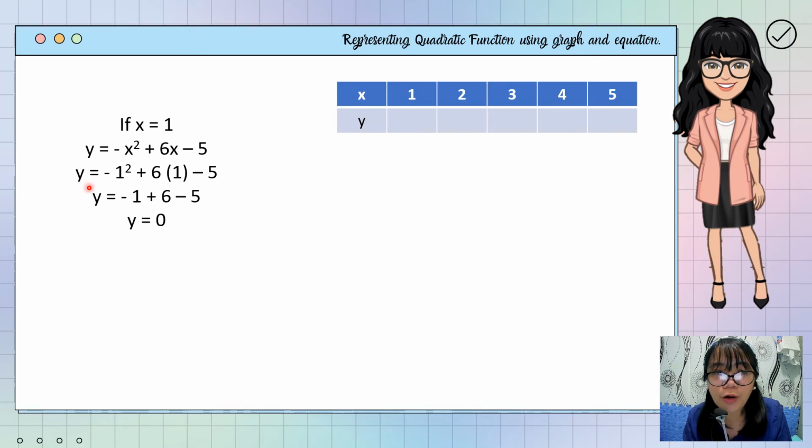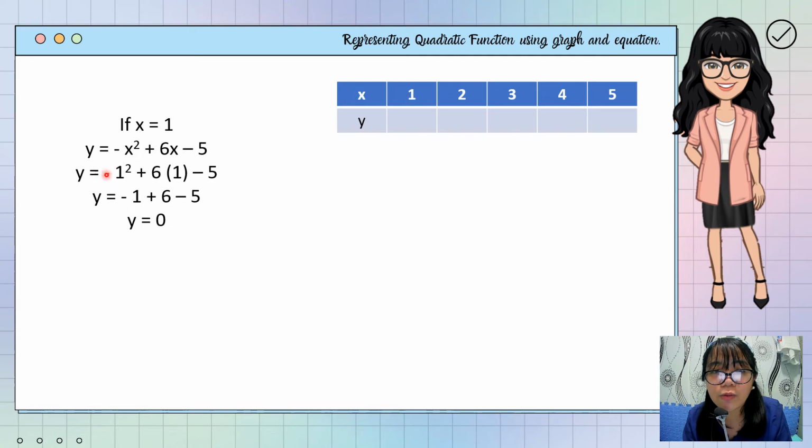So we copy y equals, and then we copy also the negative sign. Okay? Your negative value here is not being squared. It's only the x. So leave the negative sign outside of your parenthesis if there is any. Now, we copy negative and then x became 1. So y equals negative 1 squared plus 6 times 1 minus 5.